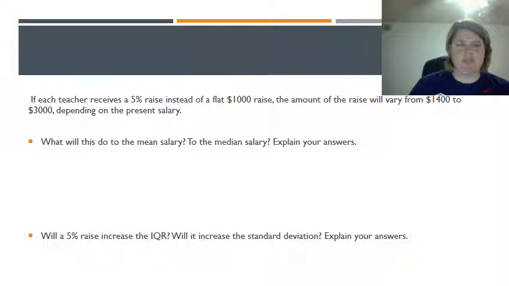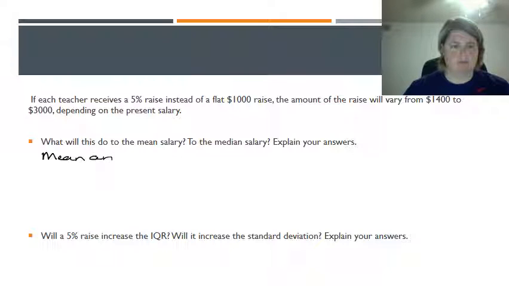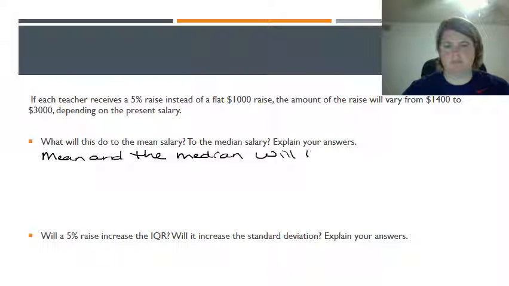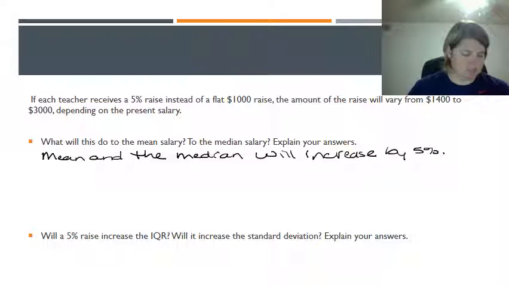So now, if each teacher receives a 5% raise instead of a flat $1,000 raise, the amount of raise will vary from $1,400 to $3,000, depending on the present salary. What will this do to the mean salary and the median salary? So the mean and the median will increase by 5%. Explaining our answer is just because each observation is increased by 5%, so therefore the mean and the median will increase by 5%.